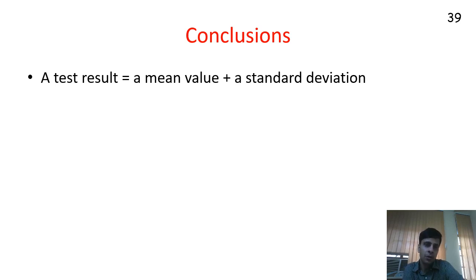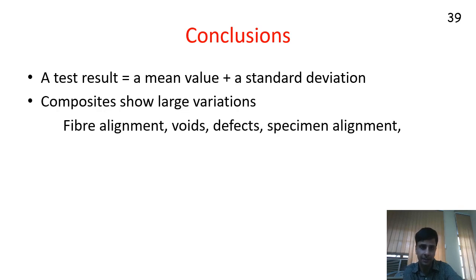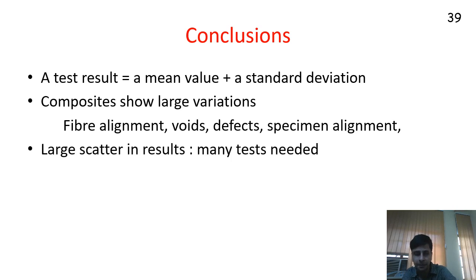So this brings us to the end of this lecture. And what are our conclusions? Conclusions are that a test result is a mean value plus minus standard deviation. So far in our class, we have said that the modulus is a number, the strength is a number. This is useful to do our calculations and for learning theory about certain concepts. But in reality, you should never say that a test result is a single value. It has to be a value plus minus standard deviation, because you will always get scatter, especially for anisotropic or orthotropic materials. Composites will show large variation. It depends on fiber alignment, whether there are voids, defects, or the specimen is misaligned.